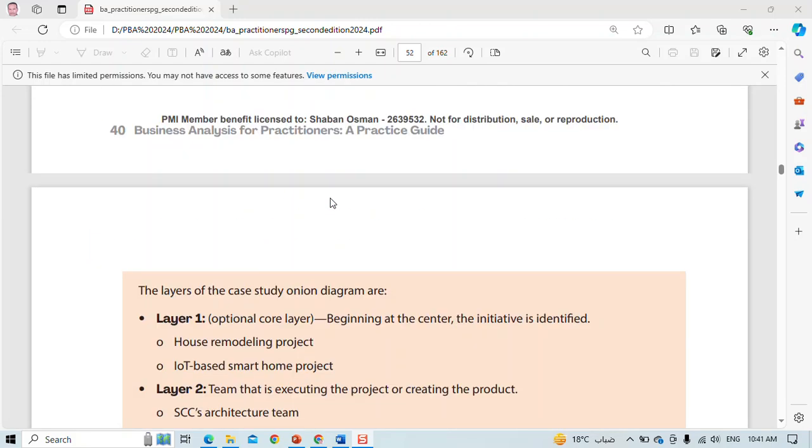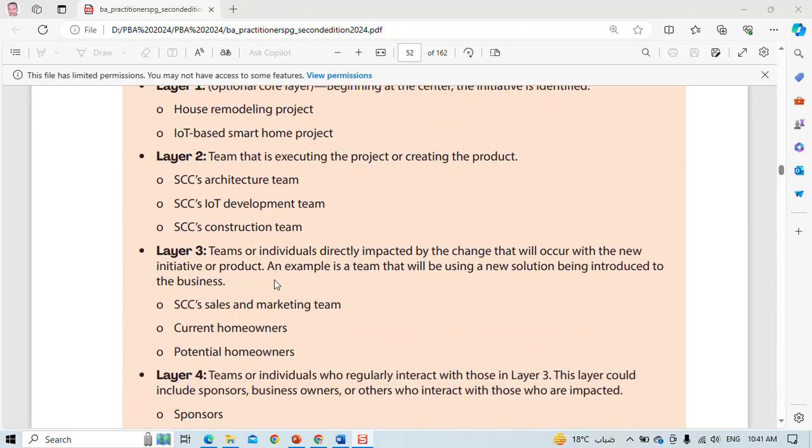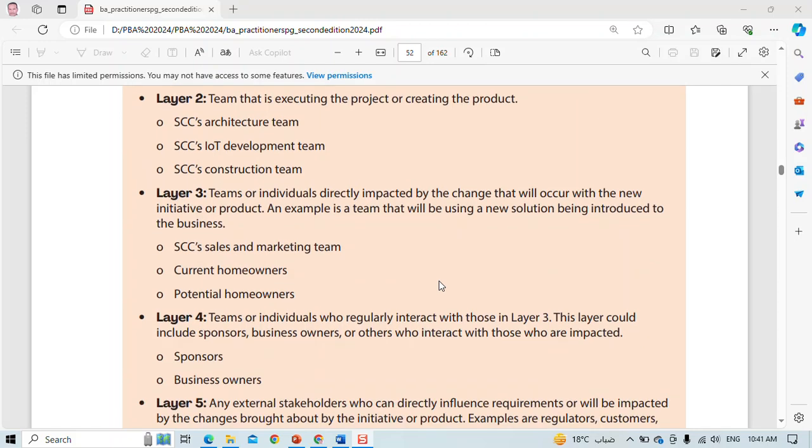The third layer indicates teams or individuals directly impacted by the change that will occur. For example, the sustainable construction company sales and marketing team. By the way, the sales and marketing team is directly impacted by the solution, but they don't implement the solution. If they implemented the solution, they would be inserted in the second layer. The next examples about the third layer are current homeowners and potential homeowners.